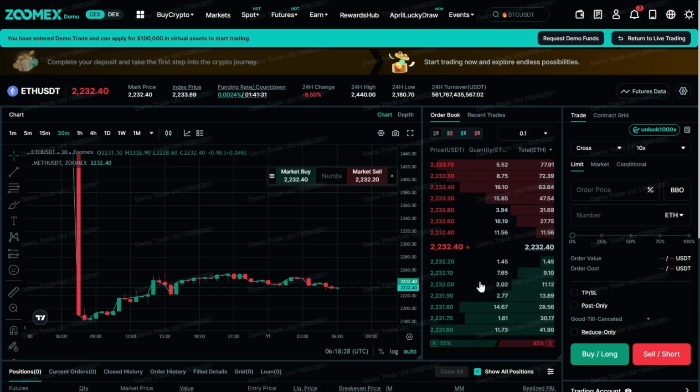On the right, we have the order book. The order book shows all the current buy and sell orders on the exchange. The green orders are buyers and the red orders are sellers. It helps traders see supply and demand at different prices.